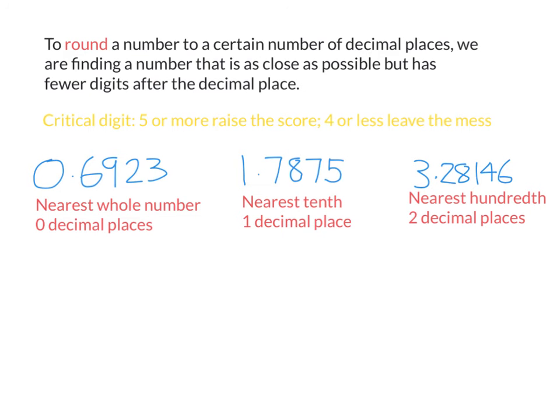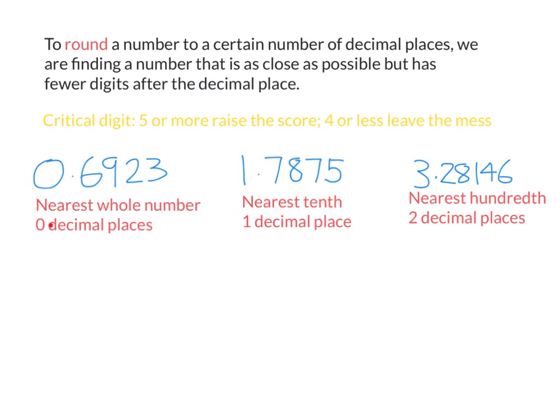So when we're rounding decimals, we're finding a number that's basically very, very close, but has fewer digits after the decimal place. Sometimes we'll get answers like this, and we don't want to write heaps of numbers after the decimal point because they lose meaning. So we're going to round each of these numbers to a different number of decimal places. Now, in order to round decimal place, you need to identify the critical digit. So the critical digit is 1 more than the number of decimal places to which you're rounding.